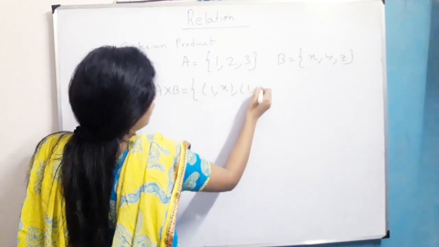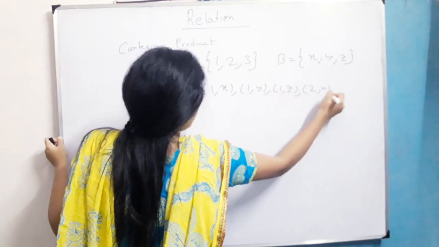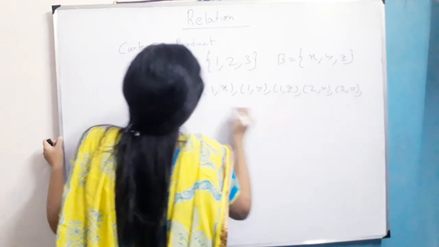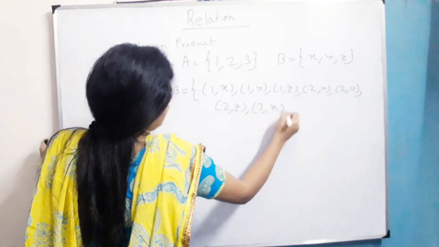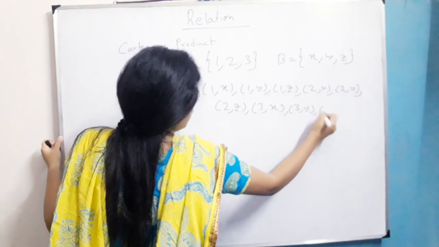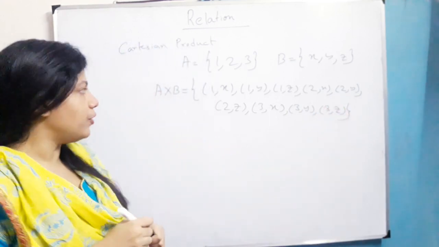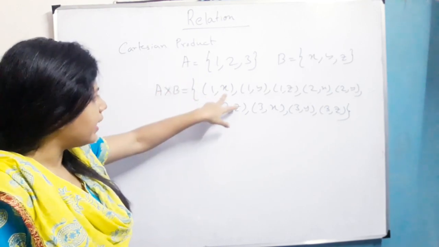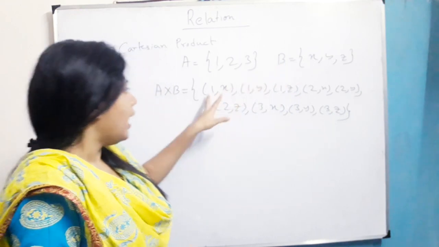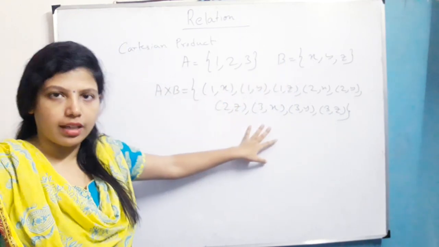1x, 1y, 1z, 2x, 2y, 2z and 3x, 3y, 3z. That means if I take the first one from the first set and the second one from the second set, and please maintain the order properly, that is called Cartesian product.